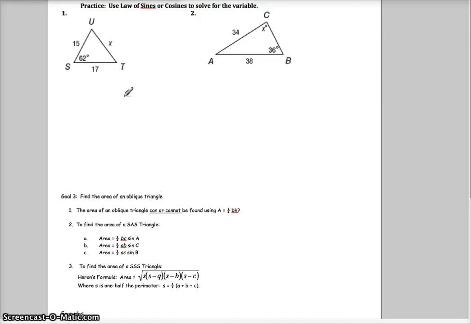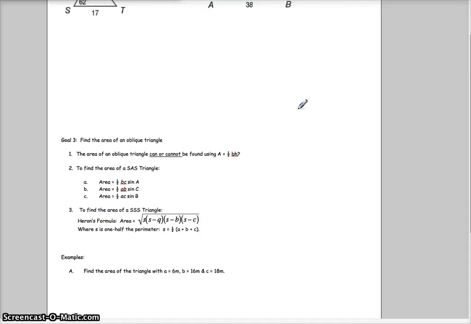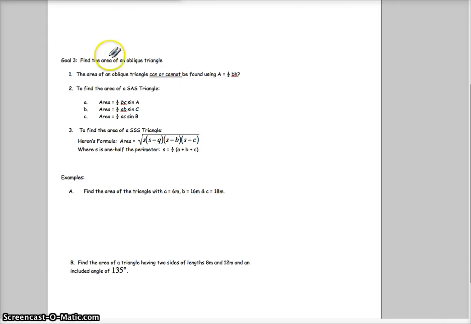All right, so ladies, if you'll turn to goal 3 in your notes, please. We are going to find the area of an oblique triangle. And I see these two practice problems. You can skip those. I'll probably have you do those in class tomorrow just to check to make sure everybody understands. So if you'll go on down to goal 3, find the area of an oblique triangle.